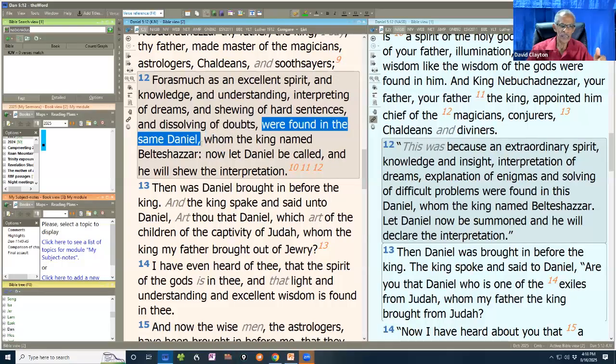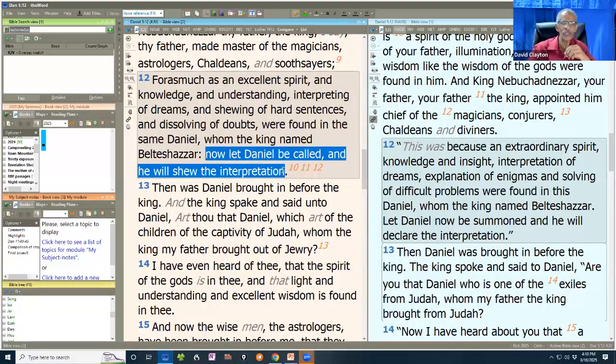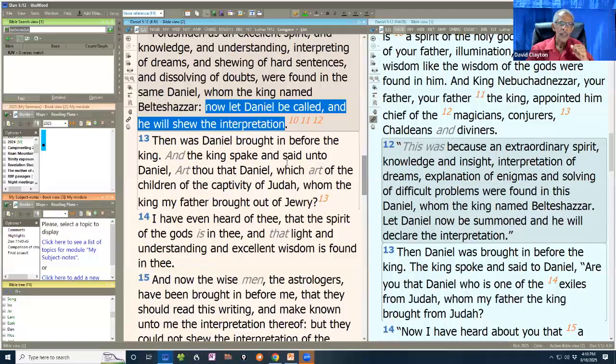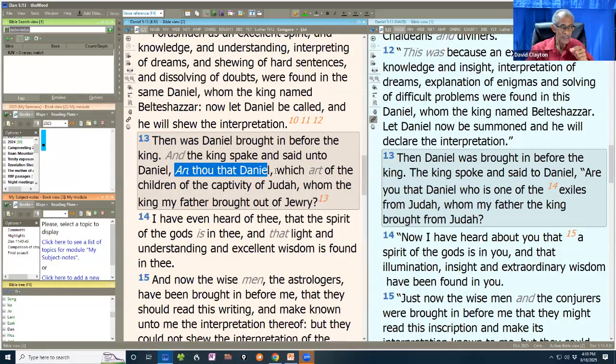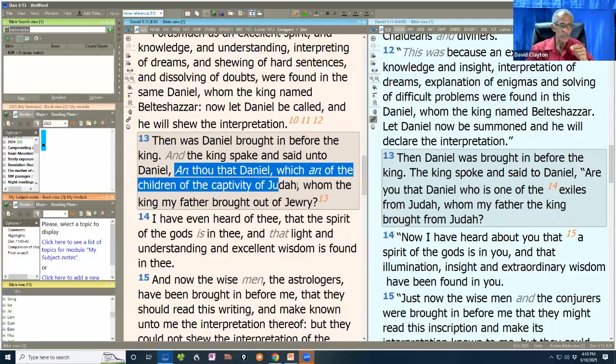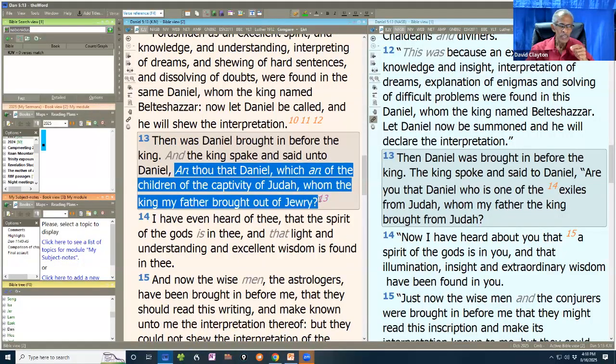These were found in that same Daniel. And then she ends by saying confidently, she's not even asking Daniel, now let Daniel be called and he will show the interpretation. My goodness, what confidence. But that's the kind of reputation that God had put on this Daniel. It says, then was Daniel brought in before the king. And the king spake and said unto Daniel, art thou that Daniel, which art of the children of the captivity of Judah, whom the king my father brought out of Jewry? Now, isn't it so interesting that the man does not even know Daniel?